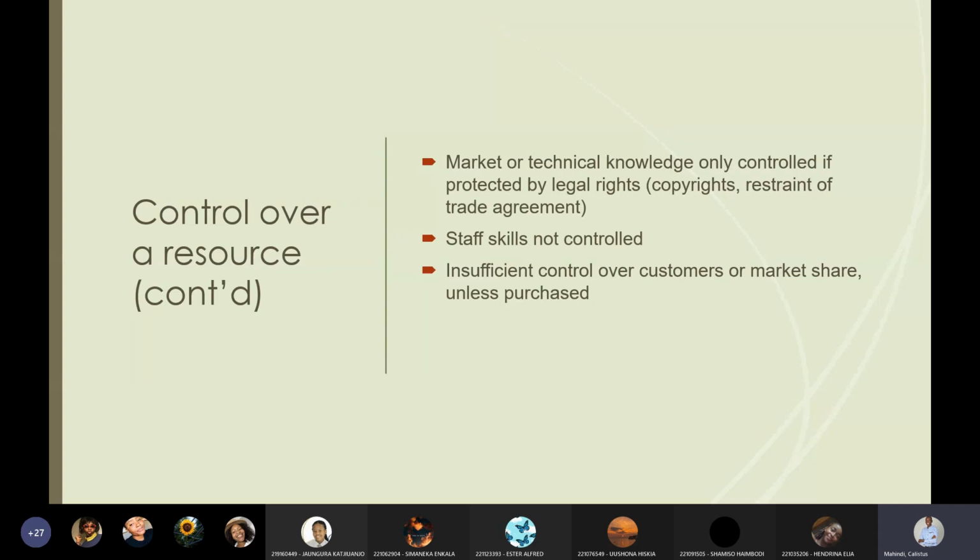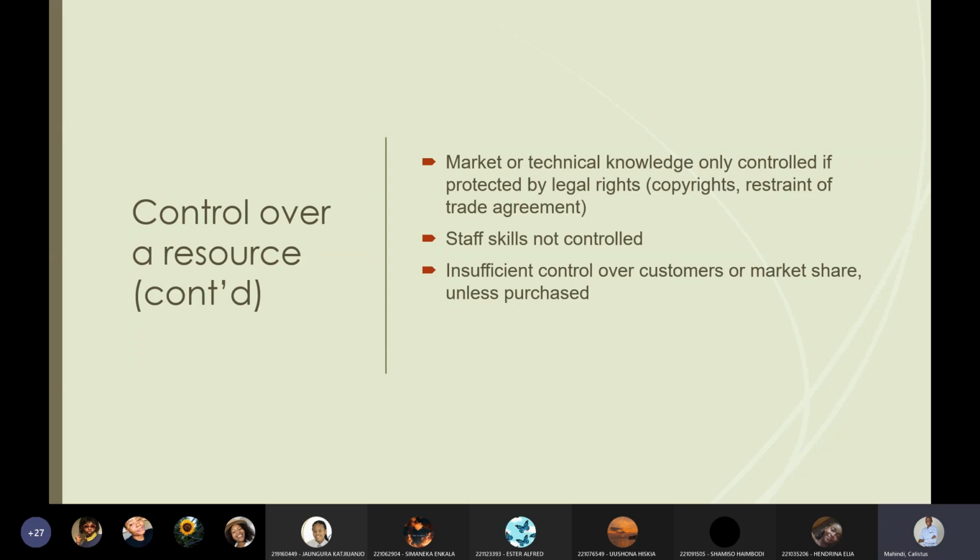So this might be for a year or so. For a year, you will not be allowed to go and work for a competitor. After that year is up, then you will be able to work. During that year, you would have signed that restraint of trade agreement, and they will pay you a certain amount of money so that you do not work for the competitor.